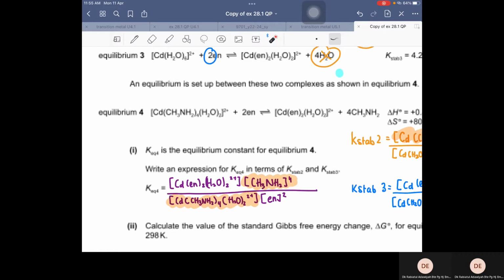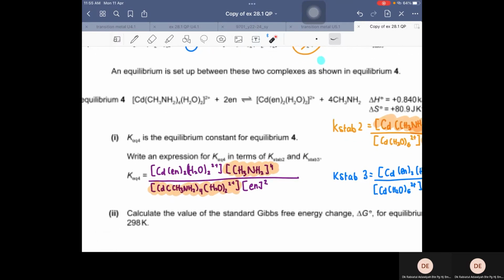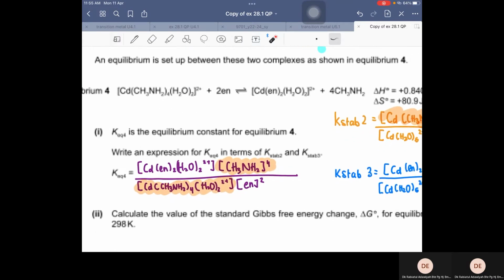Eugene, can you spot it? This one? It's not a stability constant. It's an equilibrium reaction. It's not a stability constant, but it's an equilibrium constant. Yeah, just the normal equilibrium constant.